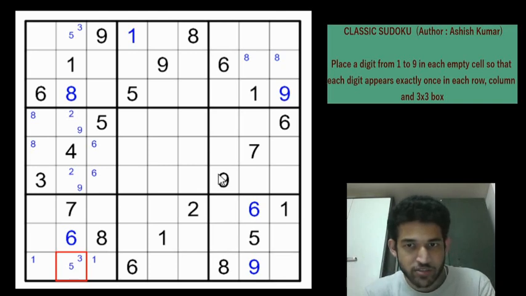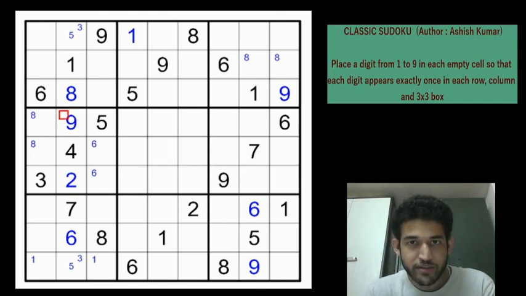We have a 9 in row 6, so this cell is not going to be a 9, it has to be a 2 and this will be a 9. And because of the 9 in row 4 and row 6, the 9 in box 5 can be pencil marked to one of these two cells, because 9 is in column 5. So it can't go there.